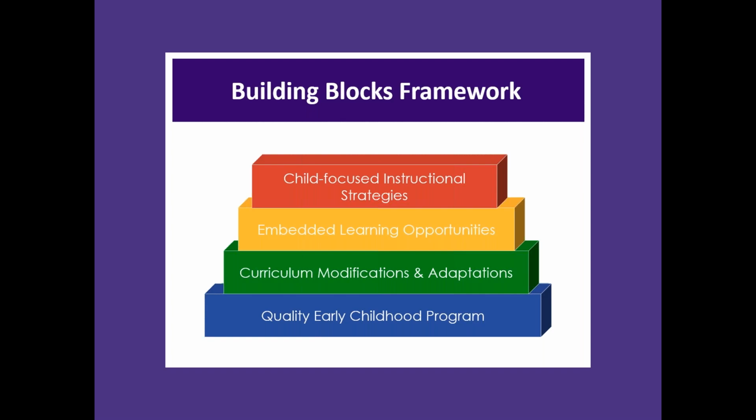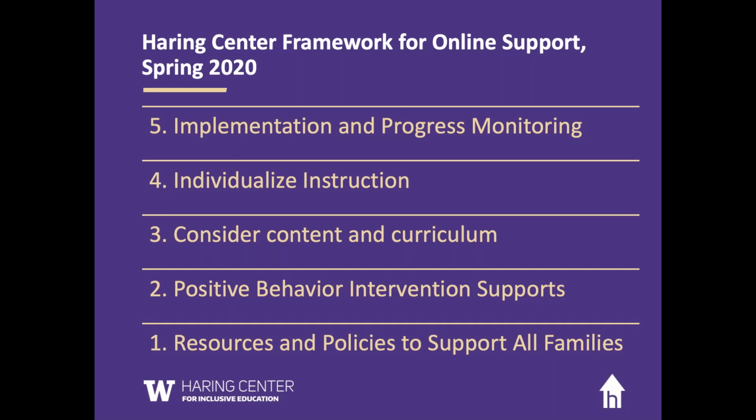So if we think about these tiers and how we think about supporting our families online, I'm going to show you what we've been doing at the Hearing Center. So basically, we've taken these tiers and we've said, okay, this is our framework for working with families. So the first thing is we think about what are the resources and policies that we have to support all families. And that's basically that bottom tier, you know, the bottom block. We need to be thinking about helping every family during this time.